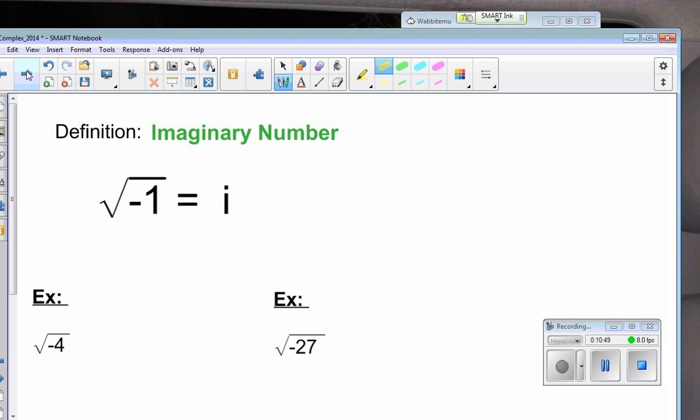So we have to define what an imaginary number is. An imaginary number is the letter i. And the straight definition of it is that the square root of negative 1 is i. And so we're going to rewrite negative numbers underneath the square root in terms of i. i stands for imaginary. Christian, make sure you're writing this down. This is the new stuff.